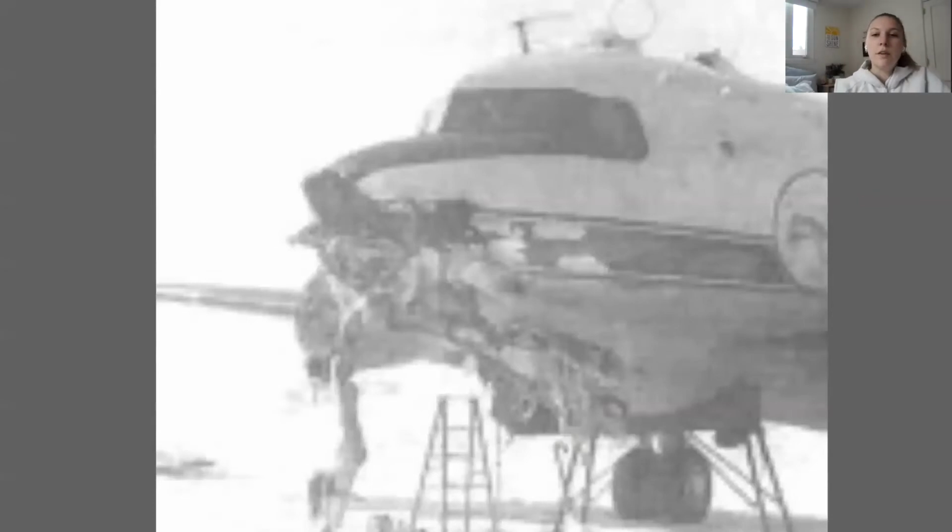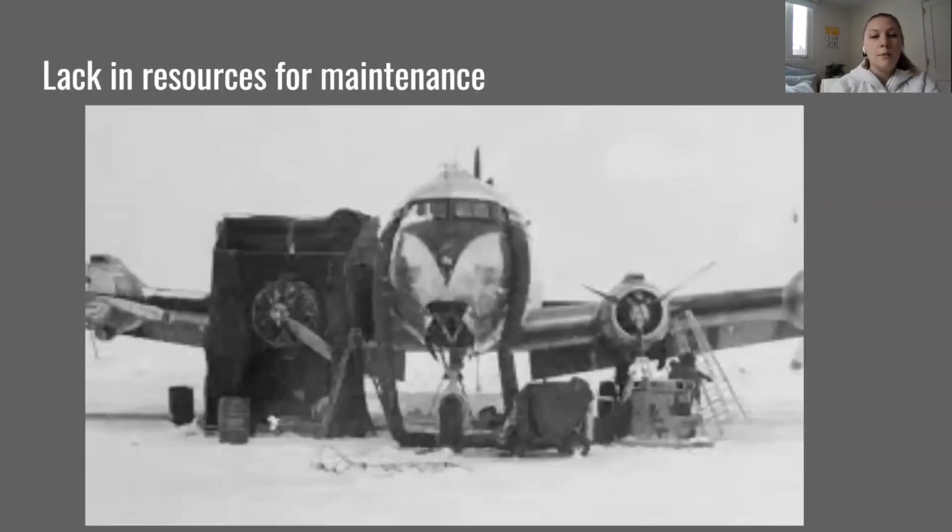The conditions were very harsh, with minus 50 degree weather. So the airplanes were very prone to accidents because they were landing on icy runways. They were lacking many resources for maintenance, and it was also very hard for them to do maintenance on their airplanes because of the cold weather.